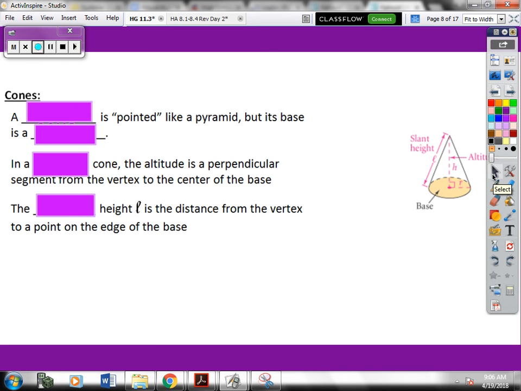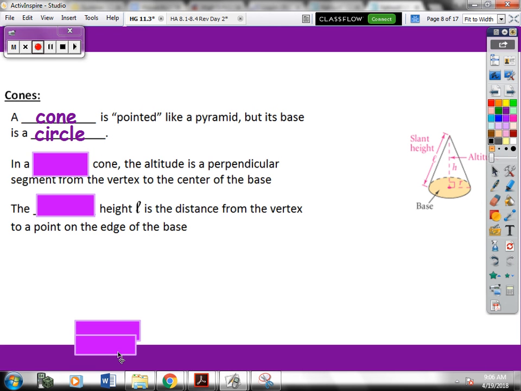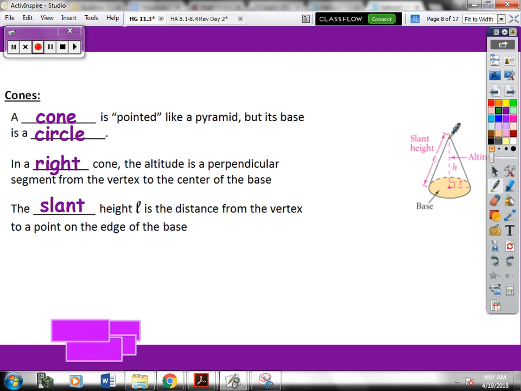Cones are similar to a pyramid, but the base is always a circle. A cone is pointed like a pyramid, but its base is always a circle. So it's kind of like the cylinder, but also kind of easy since we only have a couple of variables. We'll have the radius, the height, and a slant height, which will be the height of the side of the cone if you were to unpeel it. In a right cone, the altitude is a perpendicular segment going from the center to the vertex. And the slant height is the distance from the vertex to a point on the circle, on the edge.